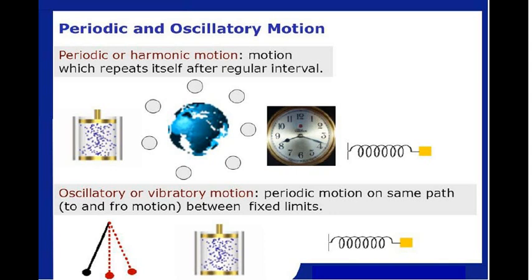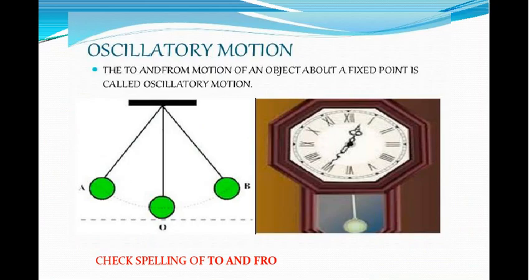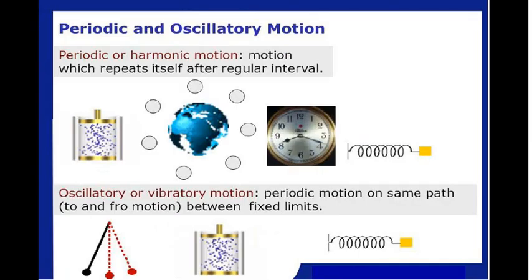and this is the movement of the moon around the earth, rotation of clock hands, movement of a spring, and these all come under oscillatory motion, and the pendulum clock. Right. Okay.